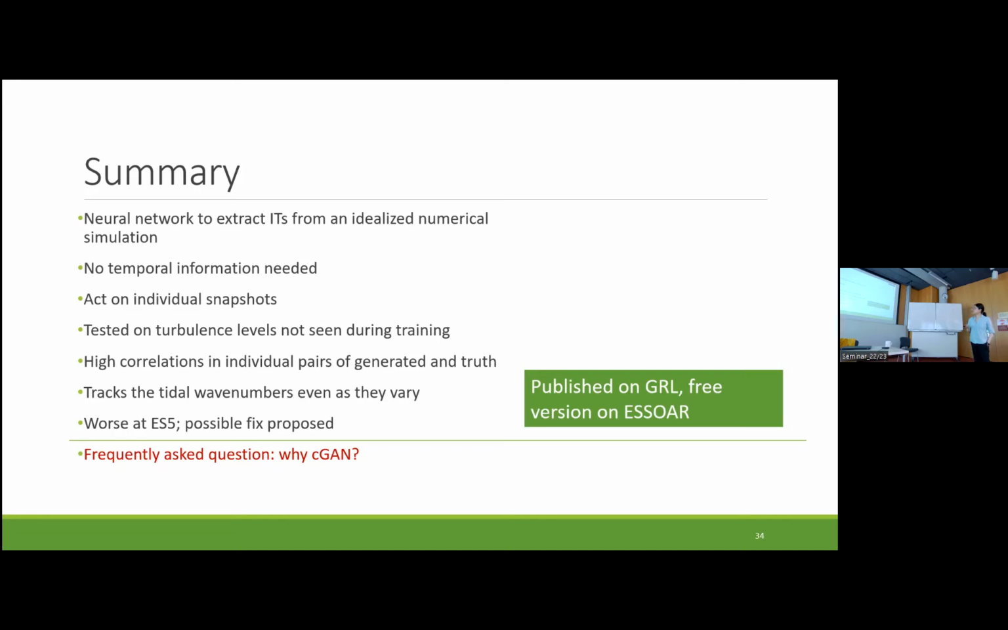And despite these challenges, it generates very good performances, both in terms of correlation factor, which I haven't talked about, and the tidal wave numbers. And the worst performance is at the ES5 run, but there is a possible fix by feeding the training data with overlay turbulent data.